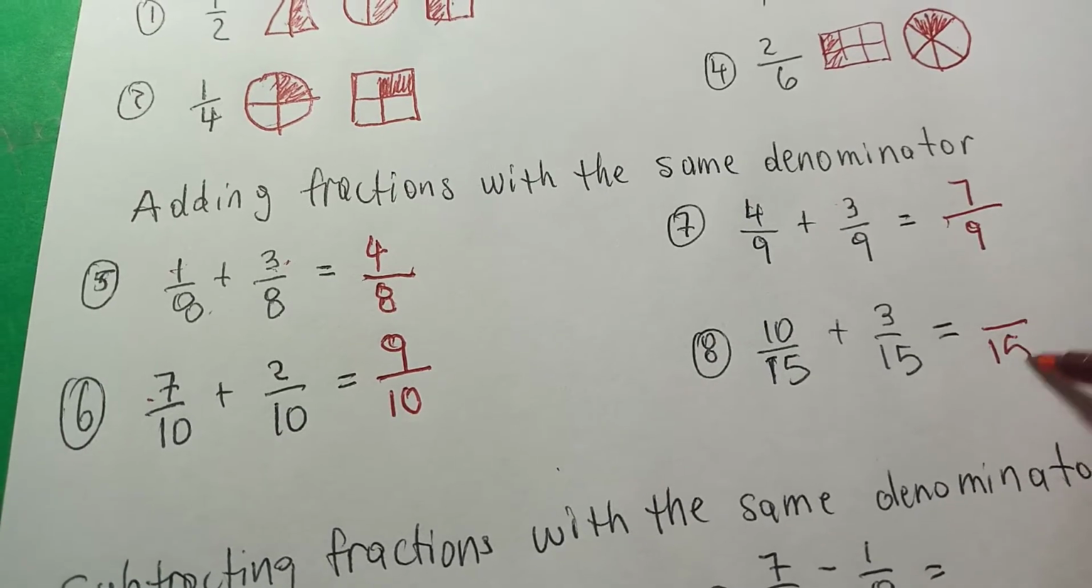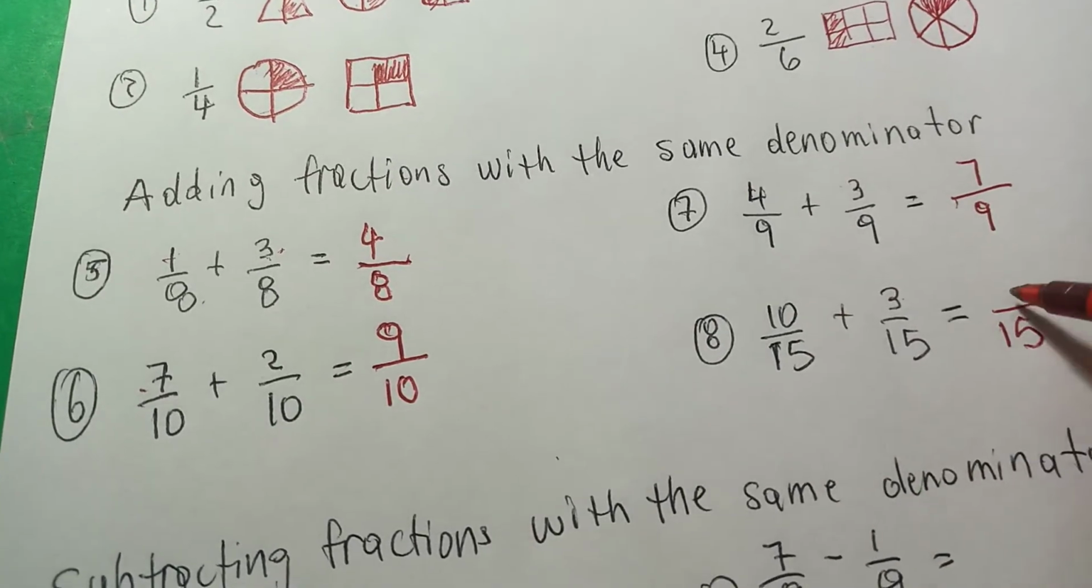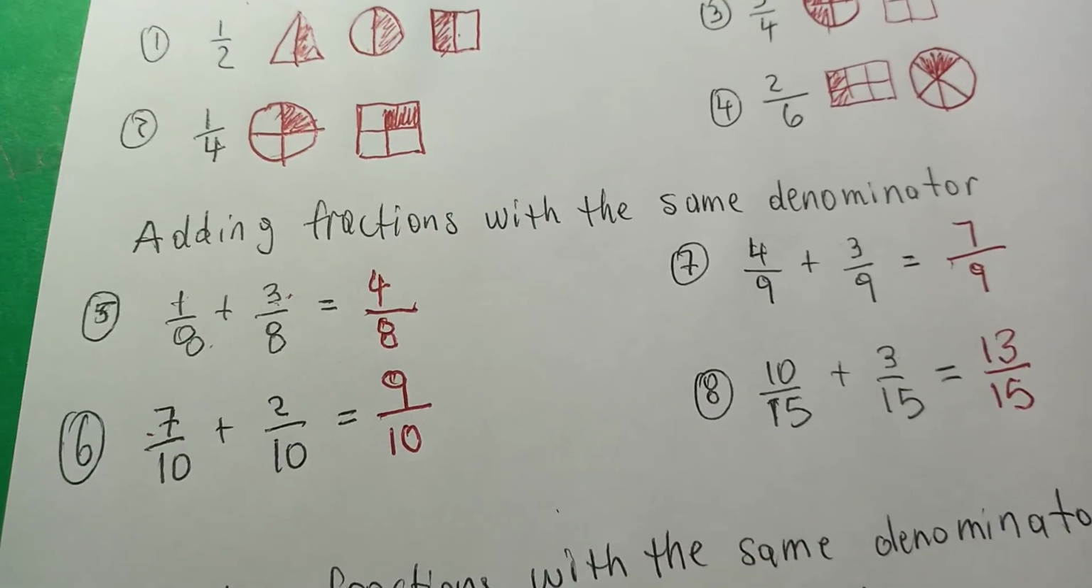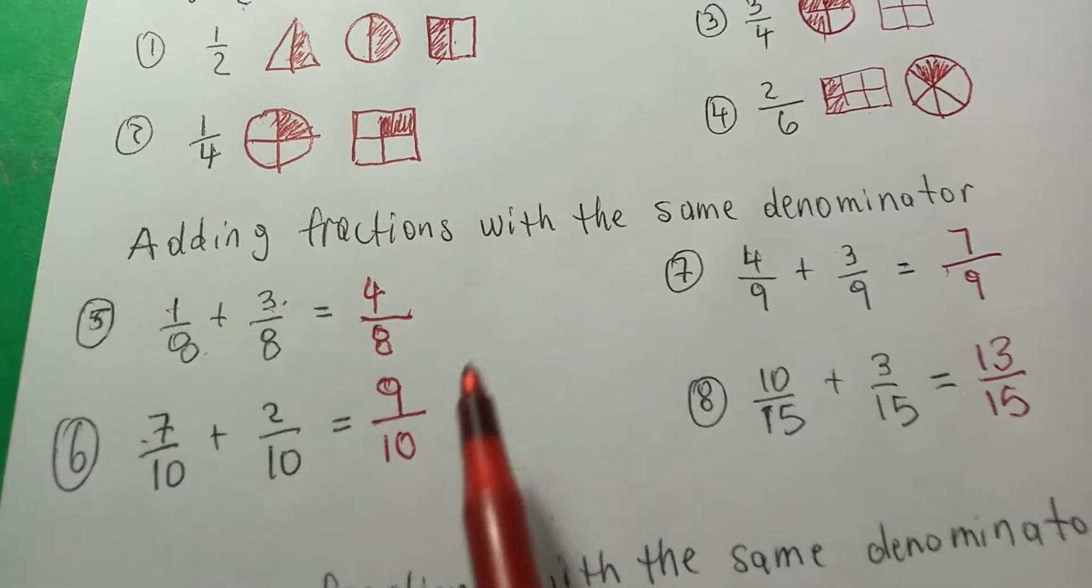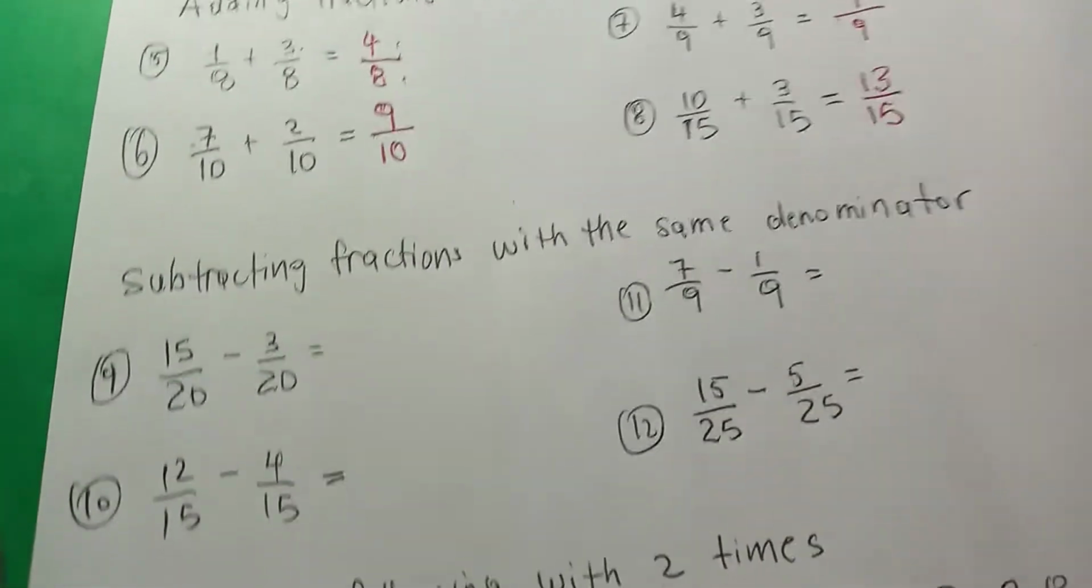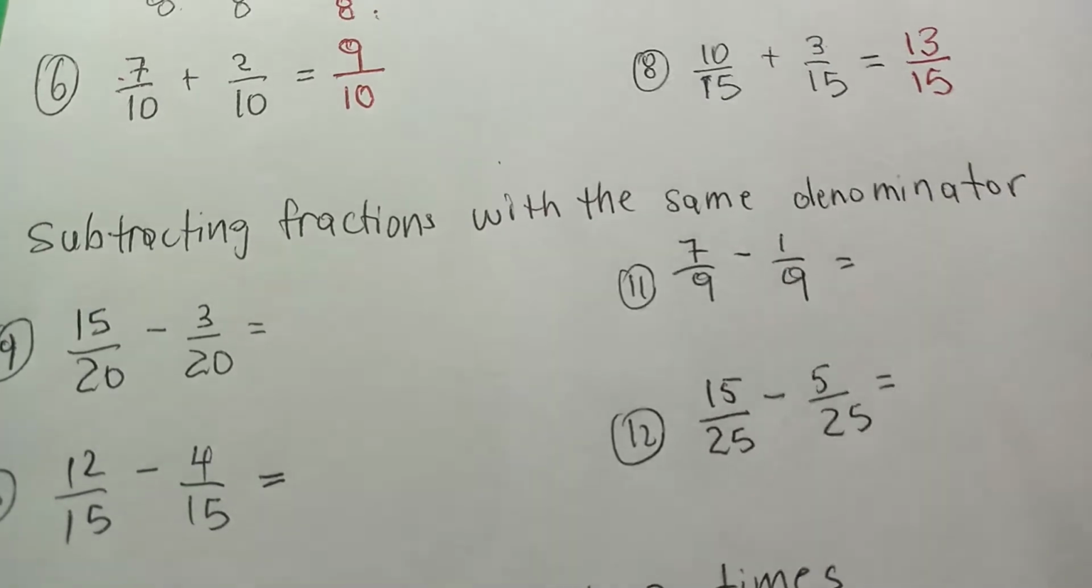And put the 15 here. 10 plus 3 equals 13. And all of these are proper fractions. Proper fractions because the numerator is smaller than the denominator. Then we're going to subtract fractions with the same denominator.